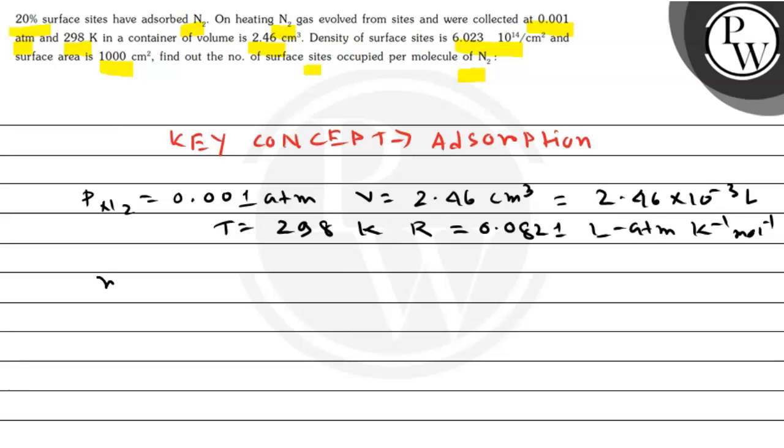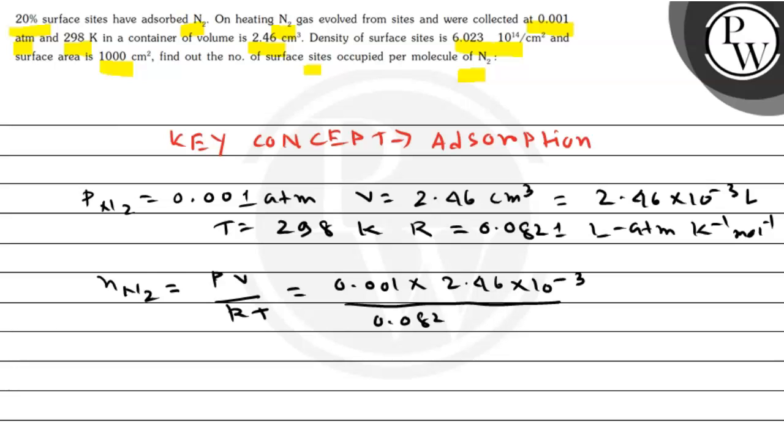So we will use all this information to calculate the number of moles of N2 present. The number of moles of N2 is equal to PV by RT from the ideal gas equation. Now putting all the values: 0.0001 for pressure, 2.46 × 10^-3 for the volume, 0.0821 as the value of the universal gas constant in liter atmosphere units, and T is 298 Kelvin. On calculation it will be 10^-7 moles.